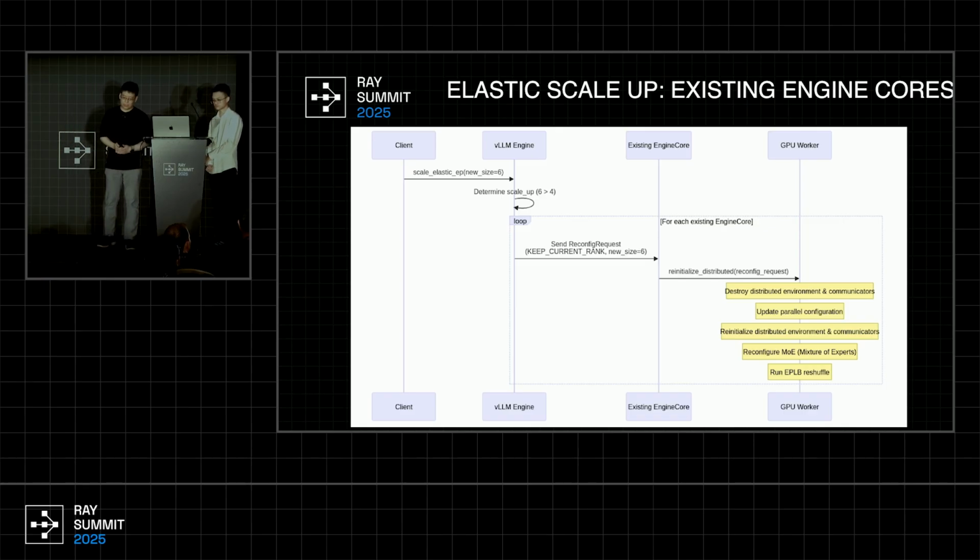So next, we are going to dive into the elastic scale-up process. Let's first talk about what happens for existing engine cores. Let's use the same example where we want to scale up from 4 to 6 engine cores. So maybe the graph is a little bit small, but I'll explain it.